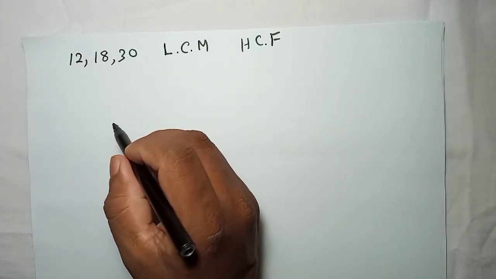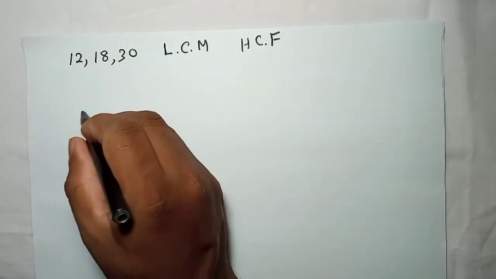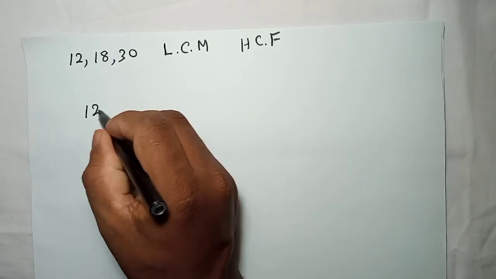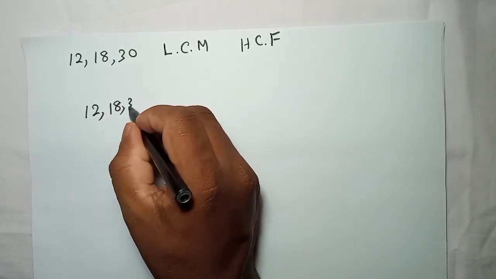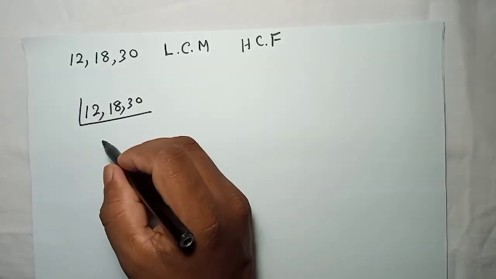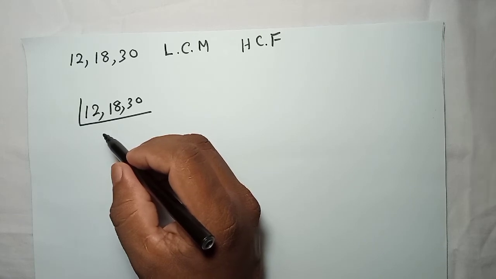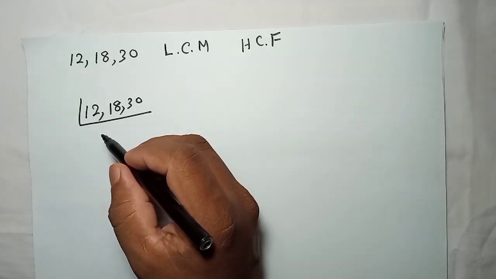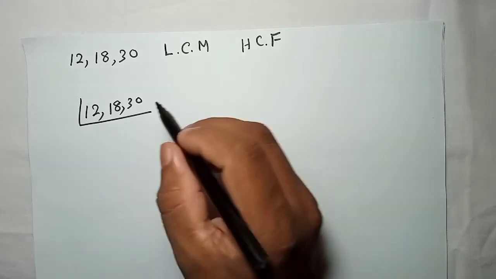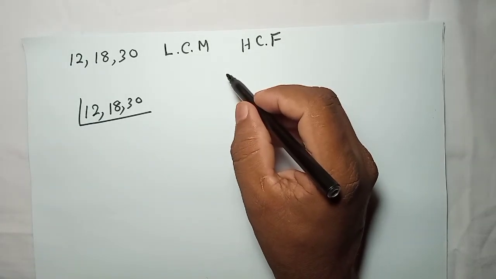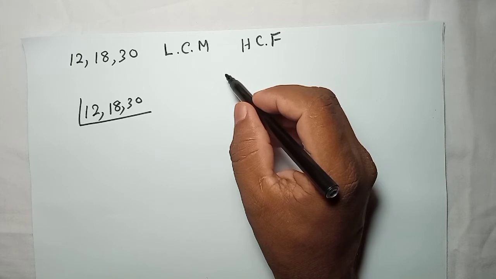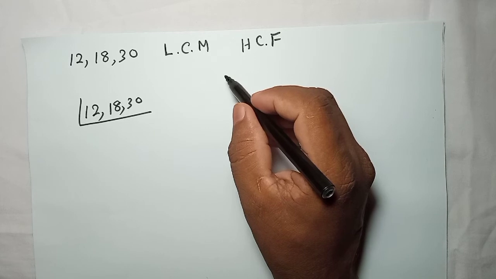Now if we need to find LCM, what we will do, this 12, 18 and 30, yeah? These are the three numbers I use. So I will divide these three numbers by prime numbers, right? So what are the prime numbers? First of all, you should know that prime numbers are numbers which can be divided by 1 and itself, or we normally call prime numbers those which have only two factors.